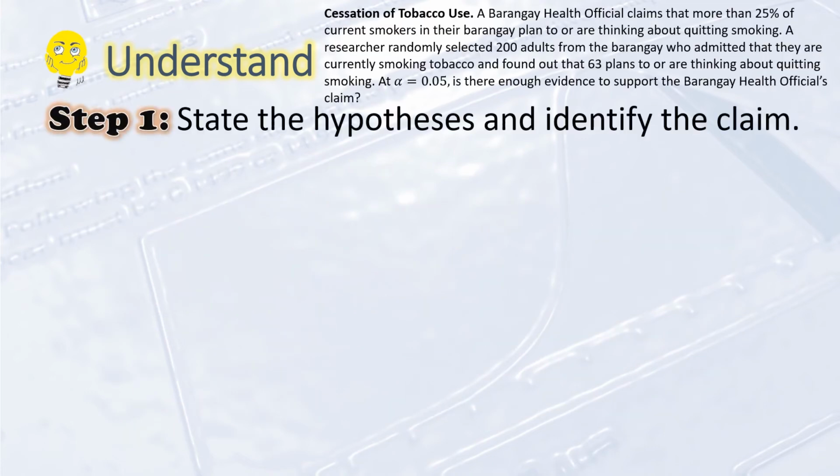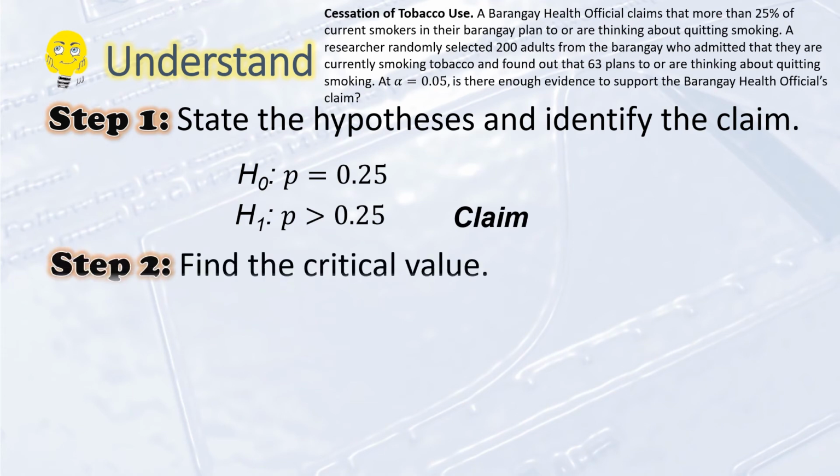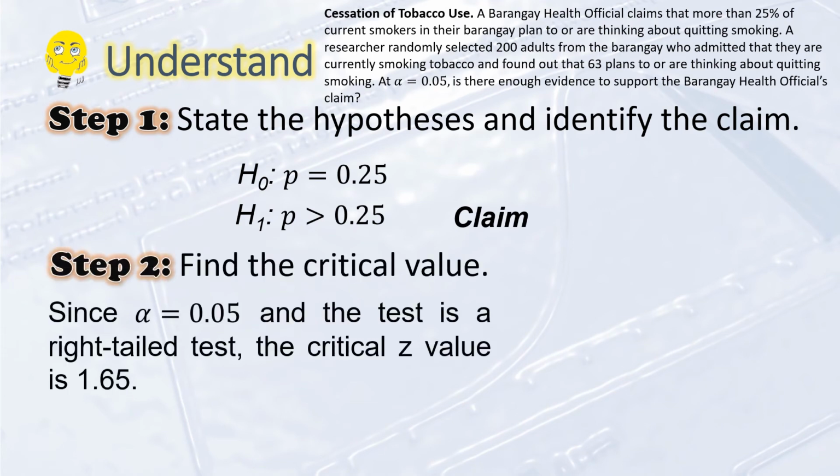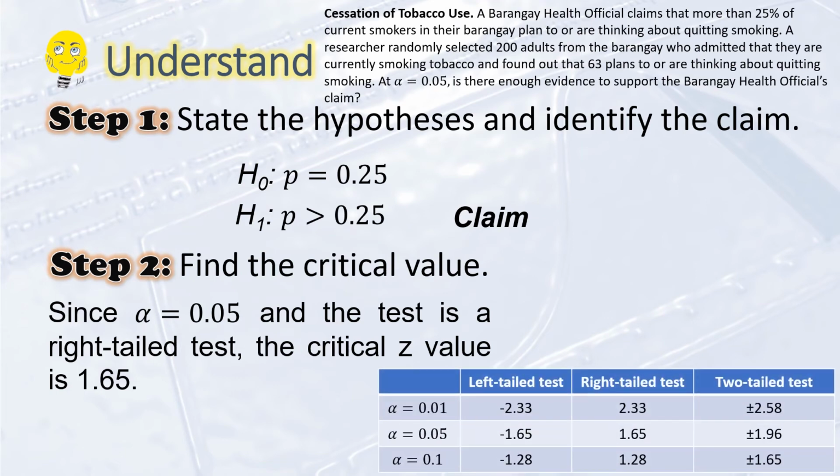Let us proceed with the hypothesis. Null: P is equal to 0.25 since the population proportion is 25%. The alternative hypothesis, P is greater than 0.25, and this is the claim. For step 2, since alpha is equal to 0.05 and the test is a right-tailed test, the critical z value is 1.65.